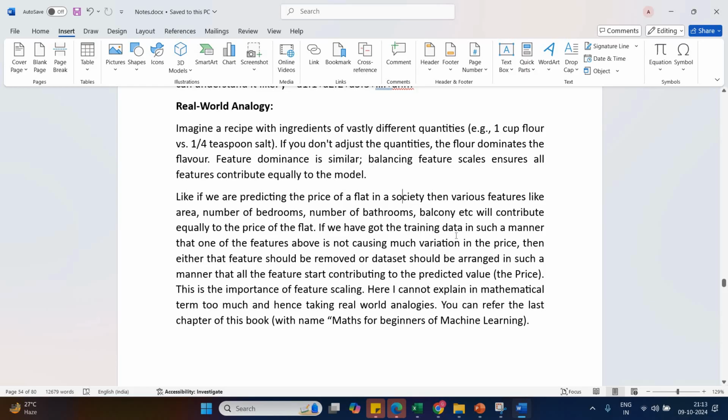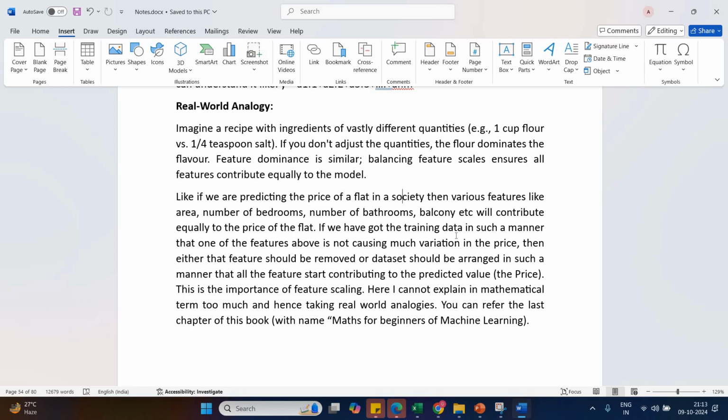But suppose you have training data which contains those kinds of features where the values are not fitting to give the correct price of the flat, right? Somewhere without the balcony itself, the price is coming equal. Somewhere without the area, without the number of bedrooms being considered, the amount is coming the same, or there is a vast difference in amount if only one balcony increases.